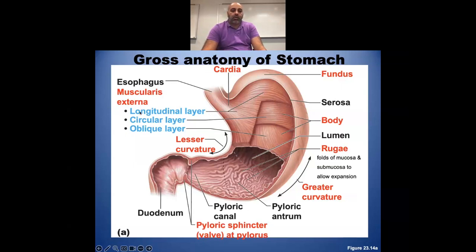Unique feature with the stomach is the muscularis externa. So we have the longitudinal layer, which is the most superficial layer, the circular layer, that was our inner circular, but now we just call it circular layer, and then the oblique layer. That is the most deep layer, closest to the lumen of the stomach. So we add in another muscle layer, and that's just really to help with churning the food.